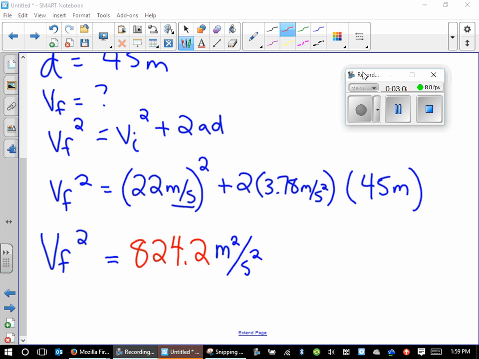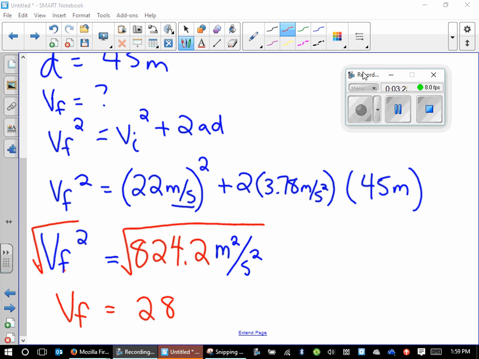We are not done. Now we need to square root both sides, because here I have V final squared. I just want V final. Okay? So we need to square root. Again, make sure you are taking that time to show that you can do this on your calculator. Okay? And if there's a problem, send me a text or an email. When I square root meters squared per second squared, I should just get meters per second.